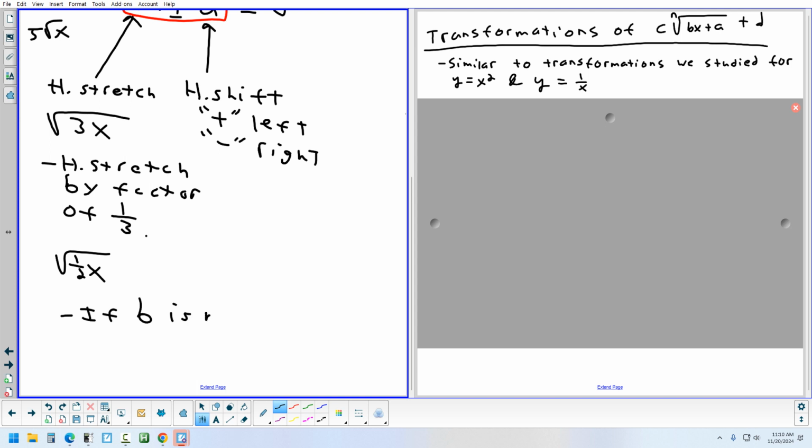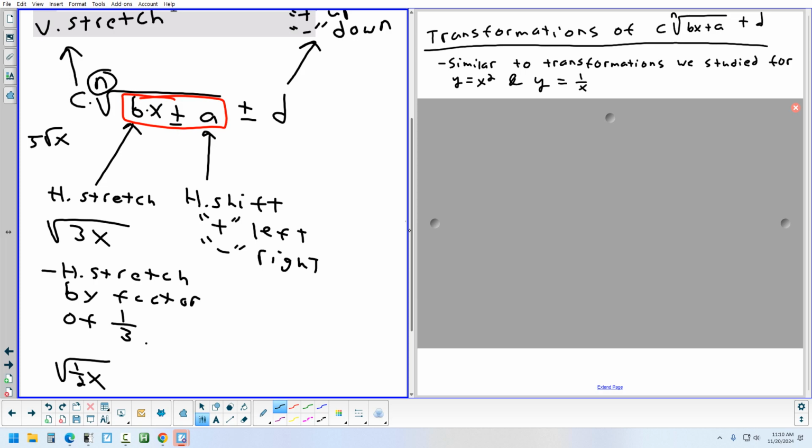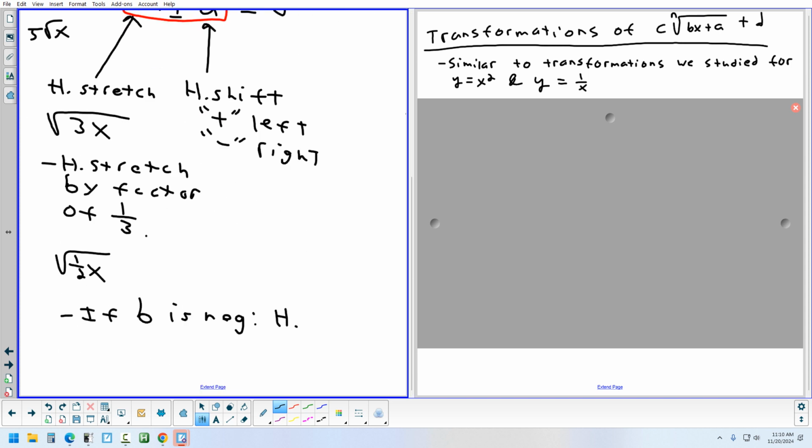If B is negative, what kind of reflection would that be? If B is a negative number. Well, think about what kind of direction does B affect? Horizontal or vertical? Horizontal. So if B is negative, it's a horizontal reflection. Horizontal reflection looks like this. It's a reflection over the y-axis, left to right.